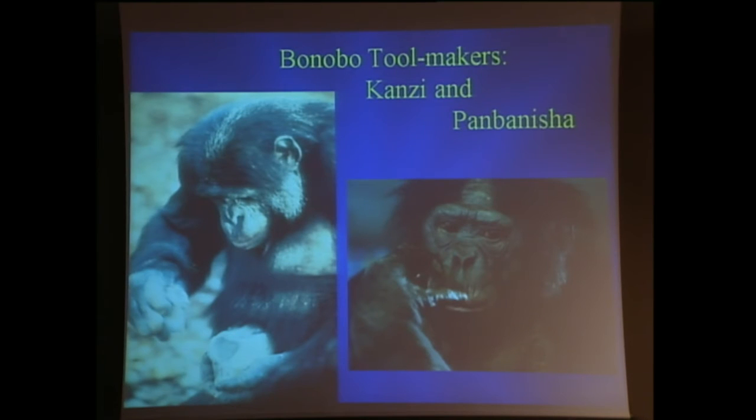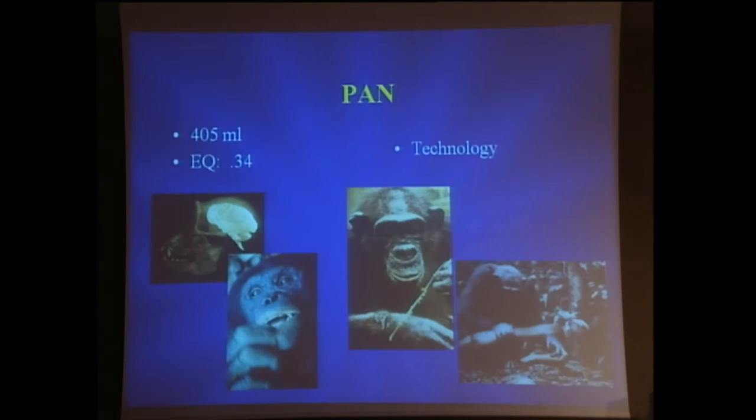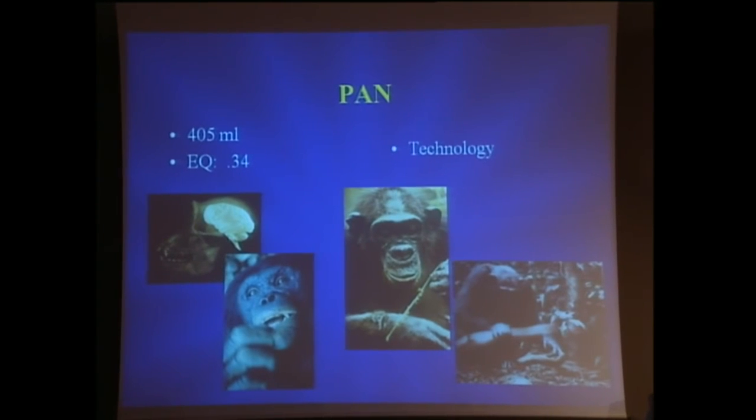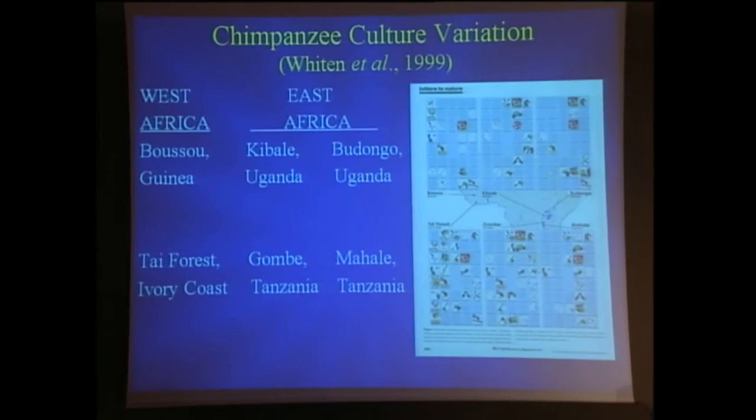We've had the privilege of working with two bonobos, or pygmy chimpanzees, Kanzi and Pambanisha, teaching them for over 2 decades to make stone tools. We've also given them musical instruments. They've jammed face-to-face, I kid you not, with Paul McCartney and Peter Gabriel. But the interesting thing about Pan is that they've got a brain based to their body size about a third as large as humans, a cranial capacity of about 405 cc's, and a fairly rich technology for a non-human animal.